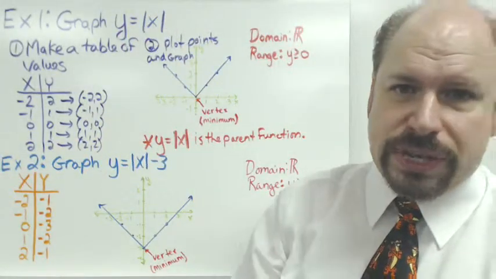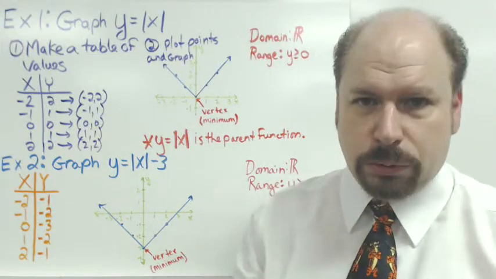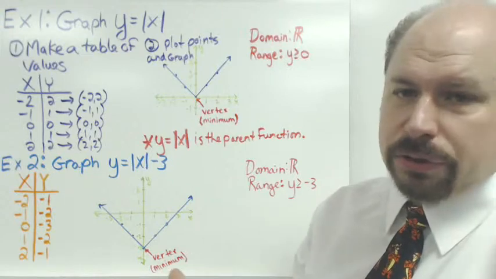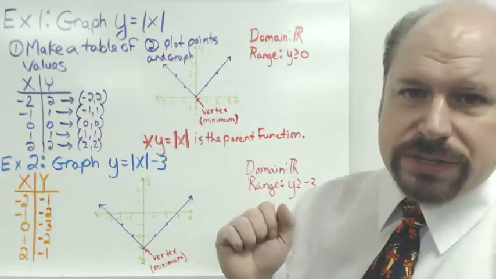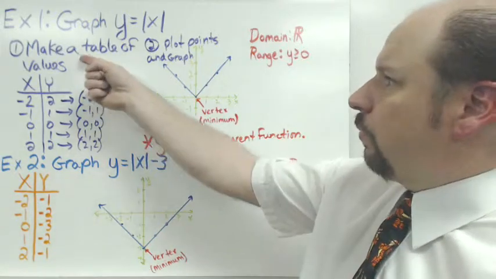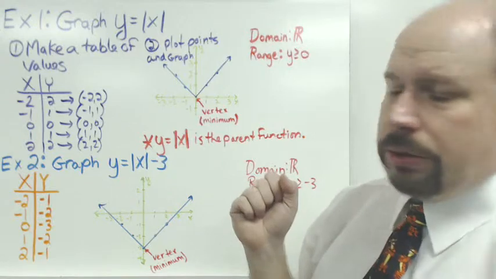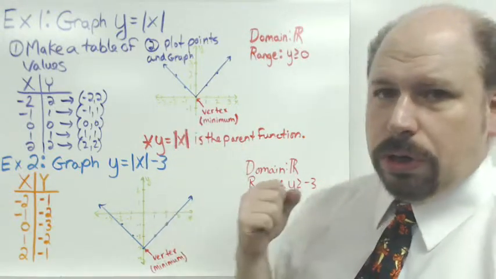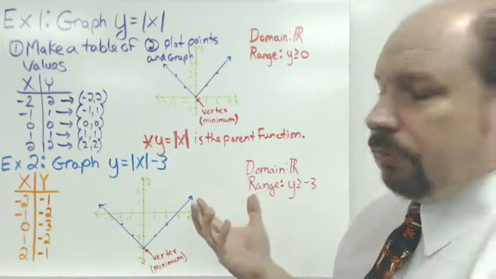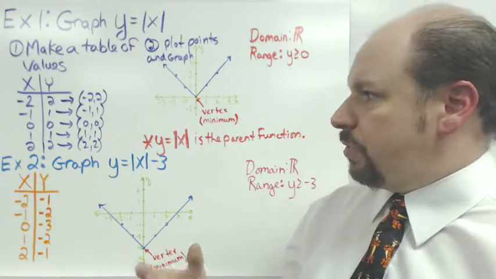Okay, so in our first example, graph y = |x|. I thought a good place to start is graphing the parent function. So, two basic easy steps for graphing these. First, make a table of values, and then once we have a table of values, we'll plot the points and graph.